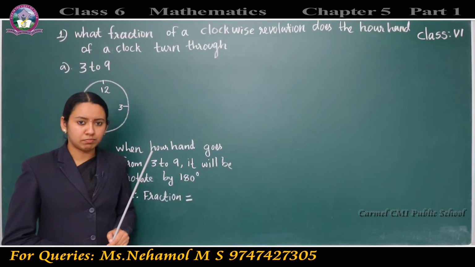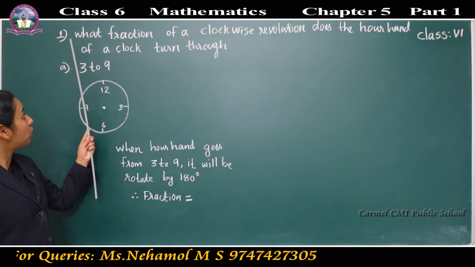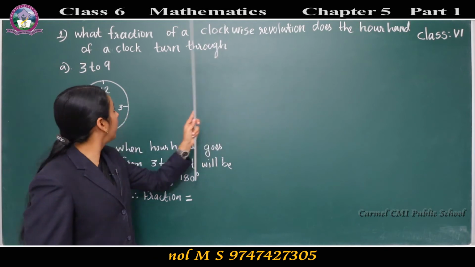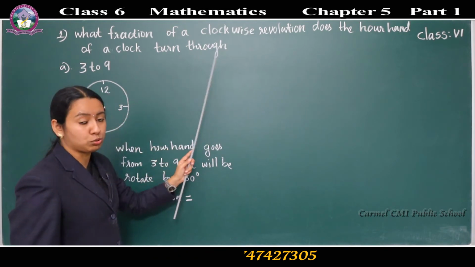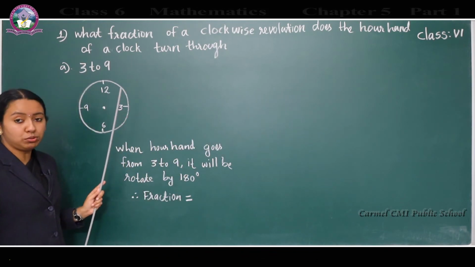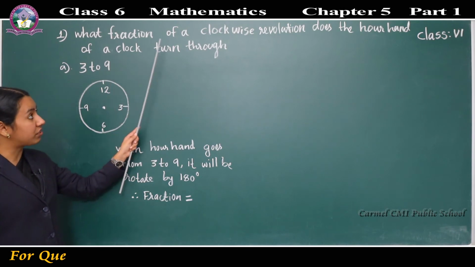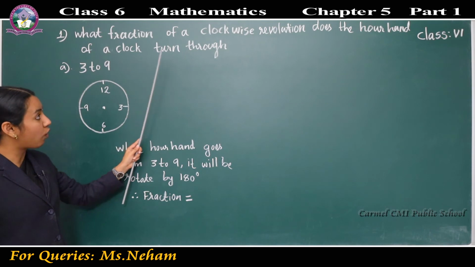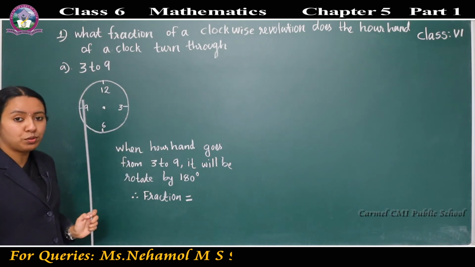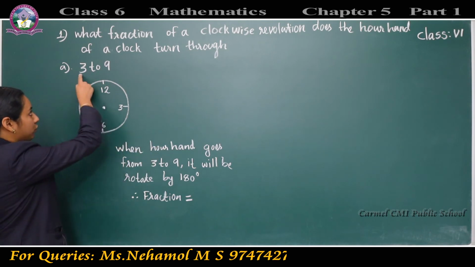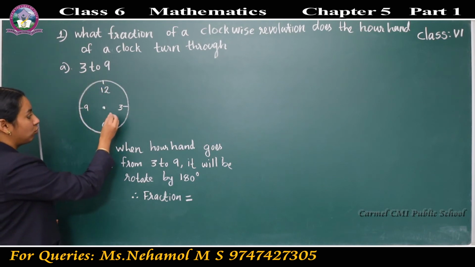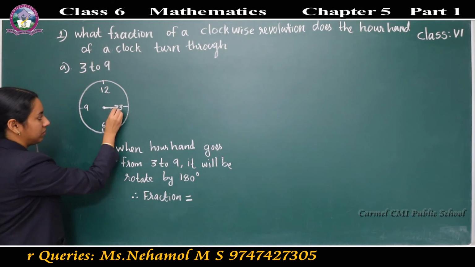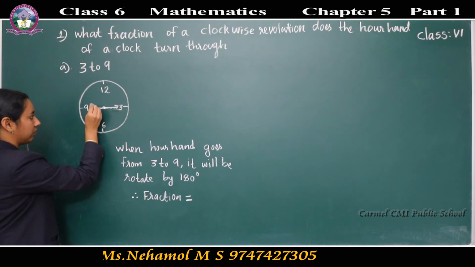Now we can go through some questions. First one: what fraction of a clockwise revolution does the hour hand of a clock turn through? The hour hand of the clock moves from 3 to 9.